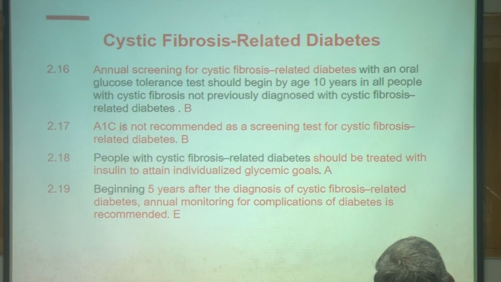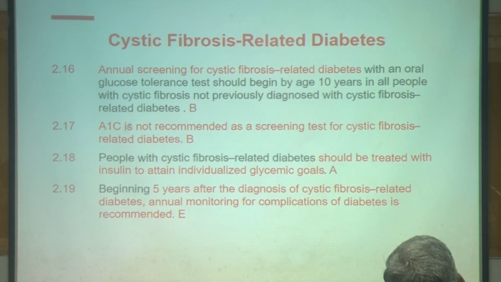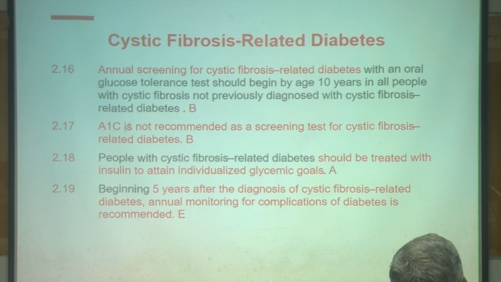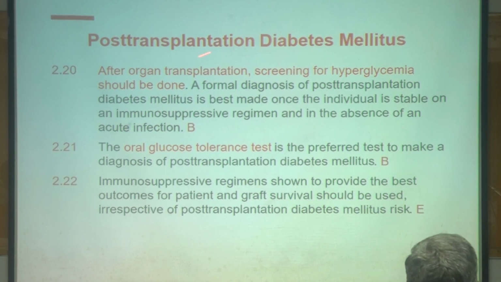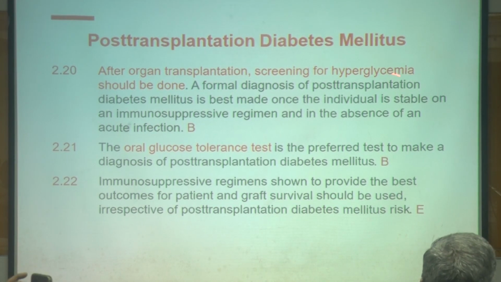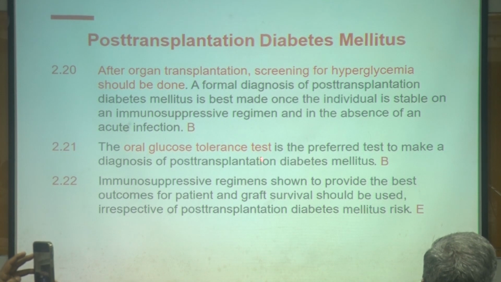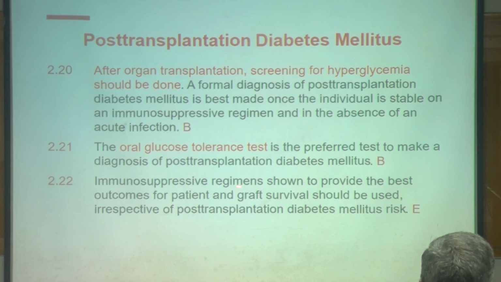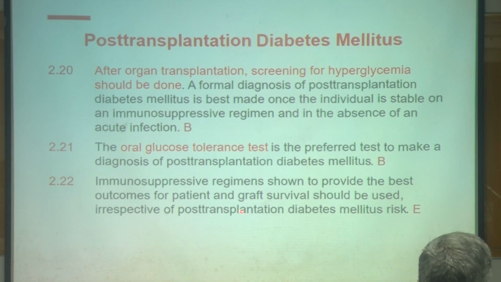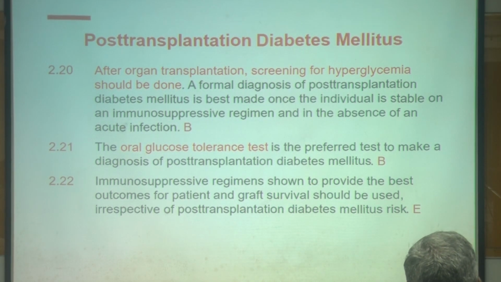And after 5 years, just like type 1 diabetes, you can go for checking for any complications. After 5 years of cystic fibrosis only, you can go for microvascular and macrovascular screening. Post-transplantation diabetes: after organ transplantation, screening for hyperglycemia should be done, and the oral glucose tolerance test is the best method. After stabilizing the patient after organ transplantation, only then do the OGTT, not immediately. And the immunosuppressive regimen shown to provide the best outcomes for patients and graft survival should be used. So immunosuppressants also should be used very carefully in these patients.